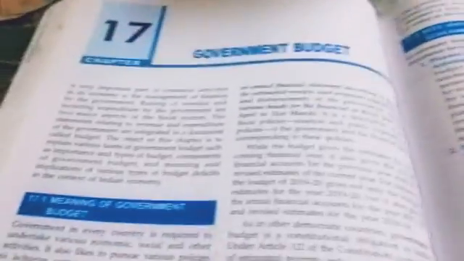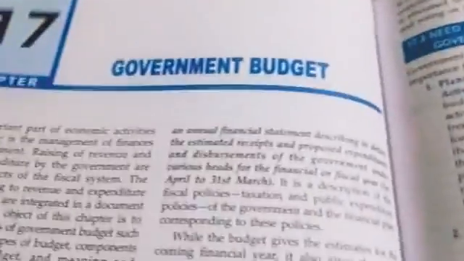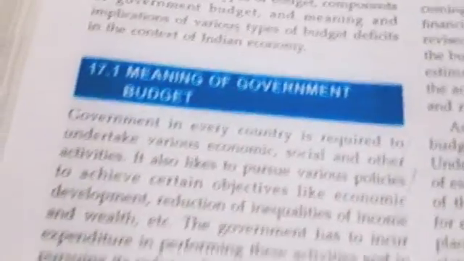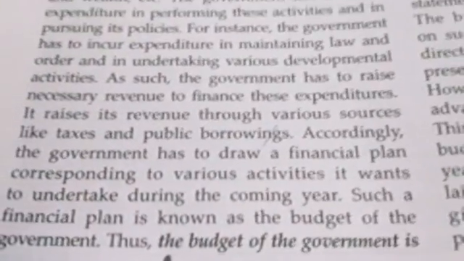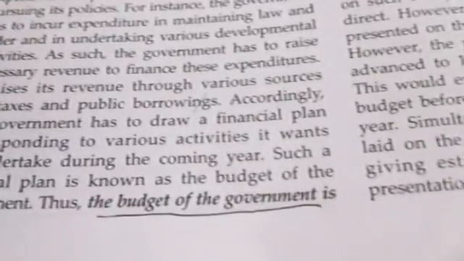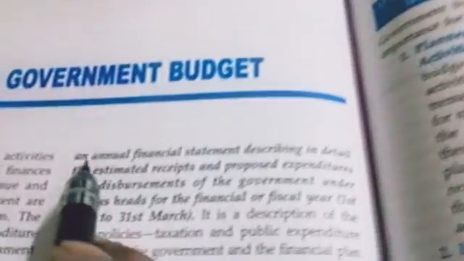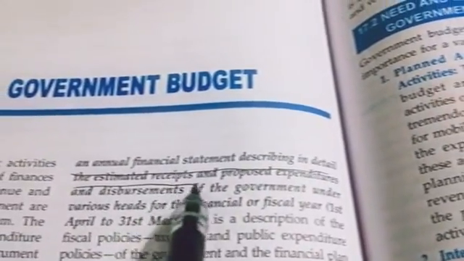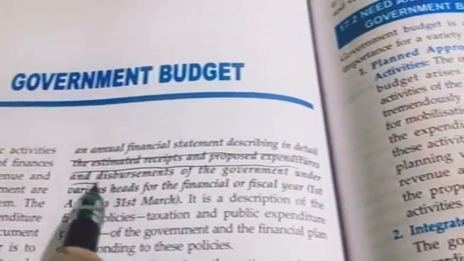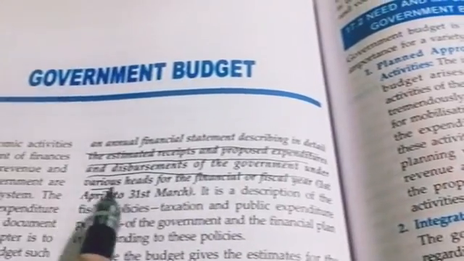All right, so open your book, all of you, and see in your book right now. Now see this. If you see the chapter's name, that is government budget, in that you see meaning of government budget is given, and what is given in the block letters only you people have to learn. I'll explain you this. This is the meaning. The budget is an annual financial statement describing in detail the estimated receipt, proposed expenditure and disbursement of the government under various heads of the financial or fiscal year.